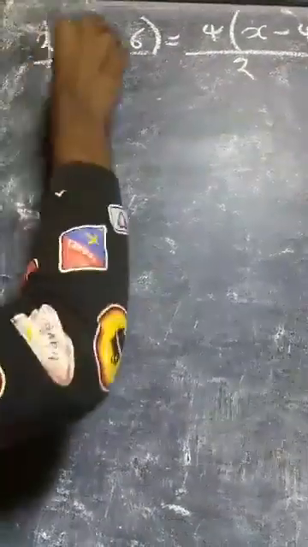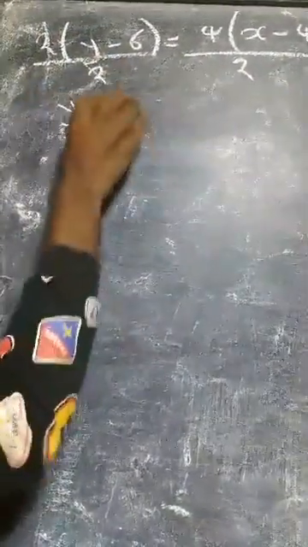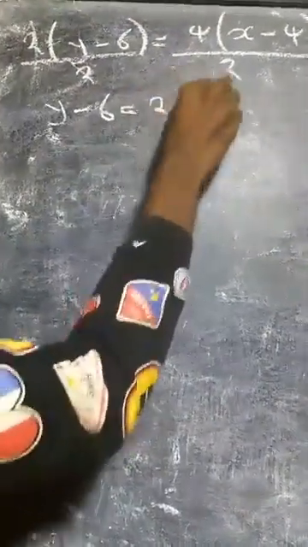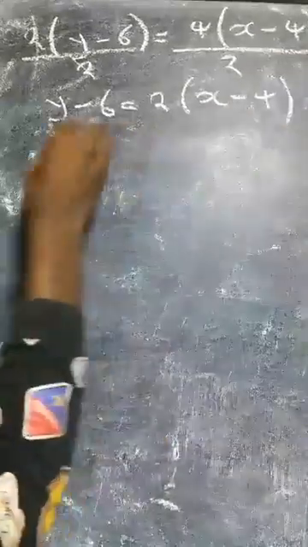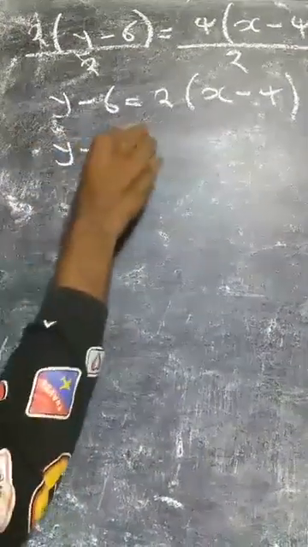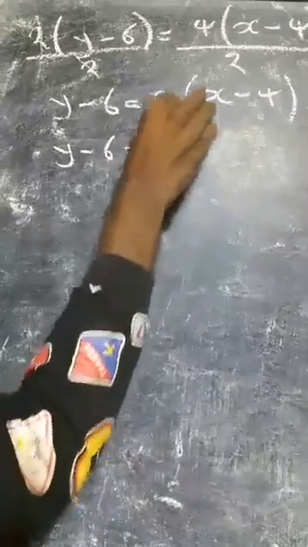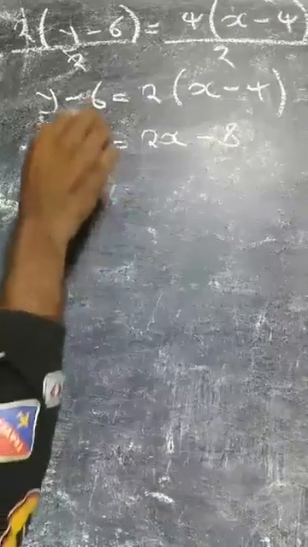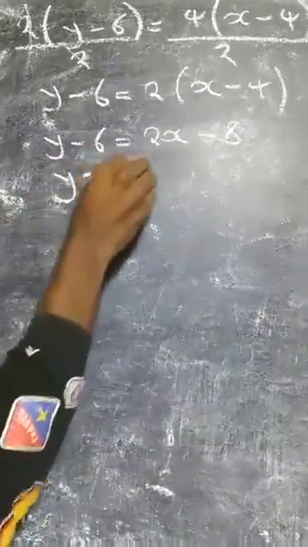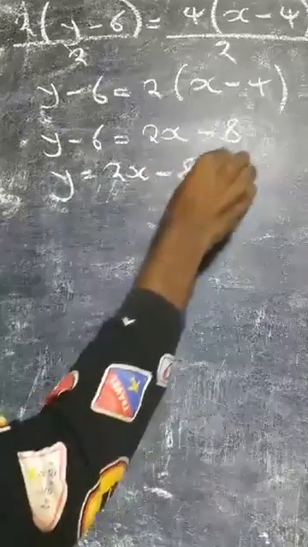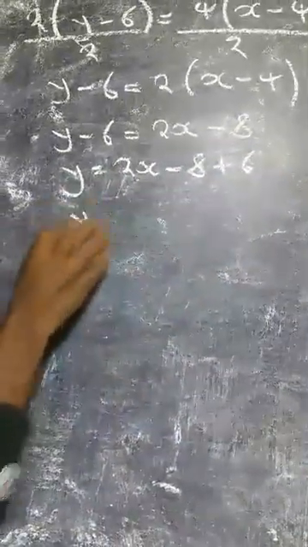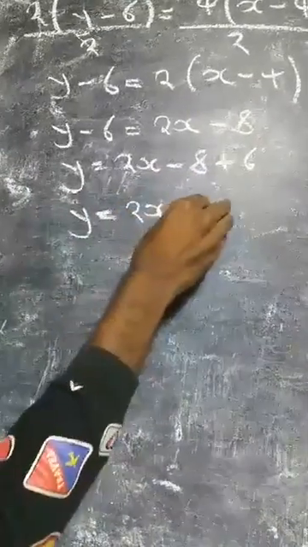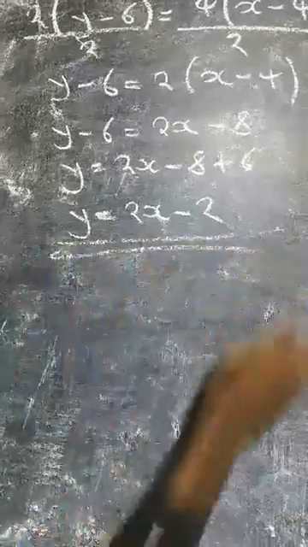So these cancel out. That means y minus 6 is equal to 2 into 4, that's a 2, then x minus 4. So y minus 6 is equal to 2 by that, 2x, 2 by that it's minus 8. Therefore, y, the 6 goes the other side: 2x minus 8 plus 6. So y is equal to negative 8 plus 6, that's equal to negative 2. So 2x minus 2. Same equation.